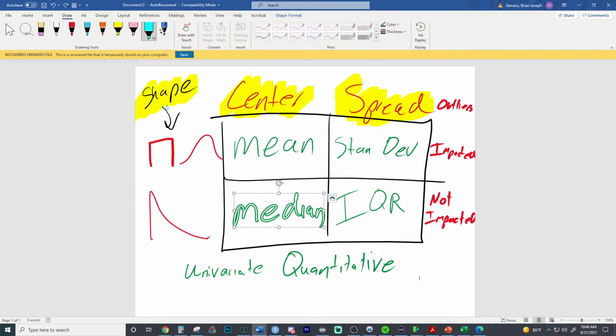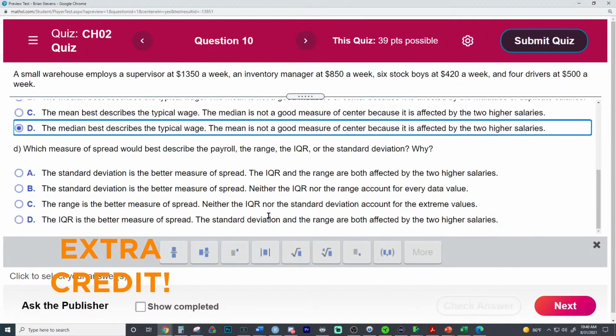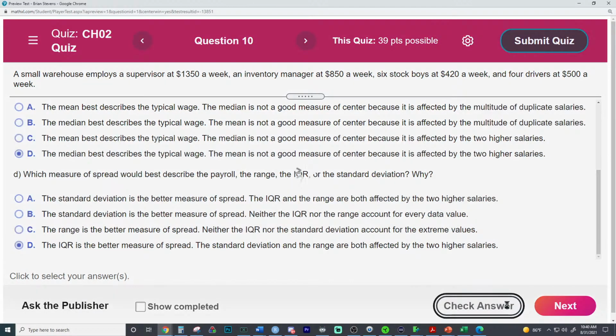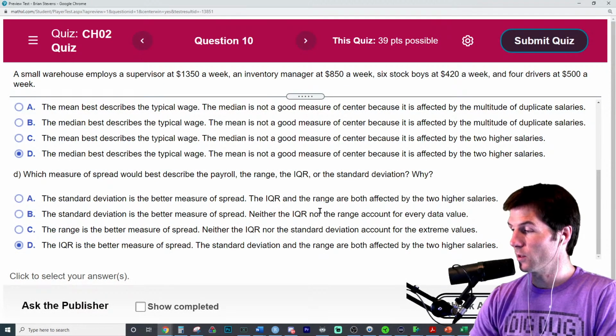The IQR, great. Brendan, Frankie right there, great job. I love all this positive collaboration. The IQR is what we're going to use. The IQR is the best measure of spread. I think that's got it. Boom, another 100. So the IQR is the best measure of spread.